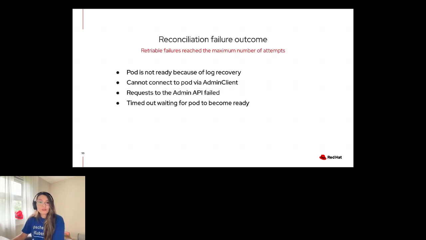And there are some retriable failures that will eventually fail the reconciliation if the maximum number of attempts is reached. That is if the pod is not ready because it's doing log recovery. We saw that earlier. And if we can't connect to the pod using the admin client, and the requests to the admin API keep failing. As we saw earlier, it's quite important to interact with the admin API and have successful requests, to get the Kafka configurations or to do the availability check, that kind of stuff. So it's quite important that we have this working. And if the pod never becomes ready.